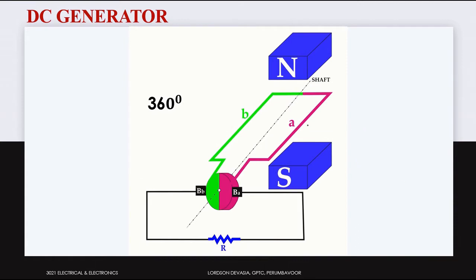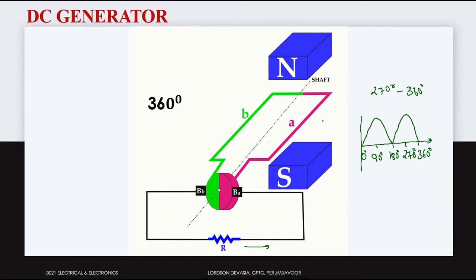So at 360 degree, the EMF induced in the conductor is 0, and from 270 degree to 360 degree, the current direction will be the same. So the waveform becomes 0 to maximum, then reaches 0, and again 0 to maximum value, and that maximum is reduced to 0. This is 0 degree, and middle one, that is 90. This is 180 degree, and this is 270 degree, and this is 360 degree.